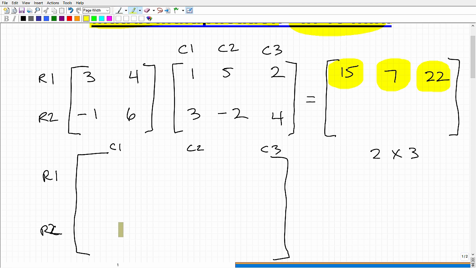Okay, let's try to finish this problem out here. So this entry right here is going to be what? What's the position of this entry? Row two, column one. So this is row two, column one.